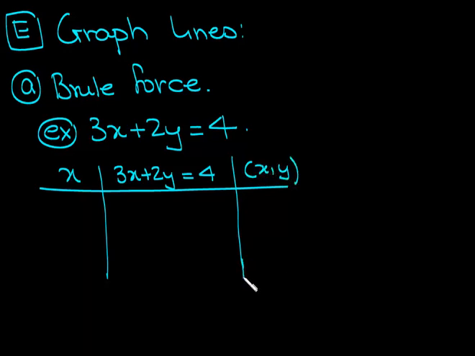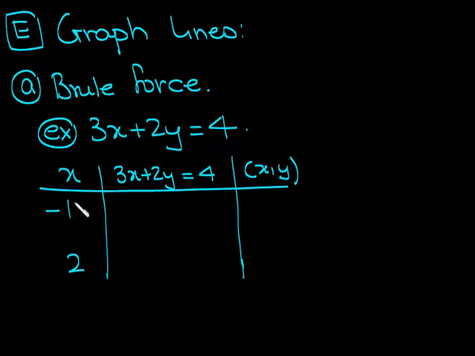Now, since it's a line, all you really truly need is 2 points on the line. Once we have those 2 points, we can connect them. So we don't need a whole bunch of x values to pick. We just need to pick 2. So I'm going to pick minus 1 and 2. Okay, so let's see what happens.